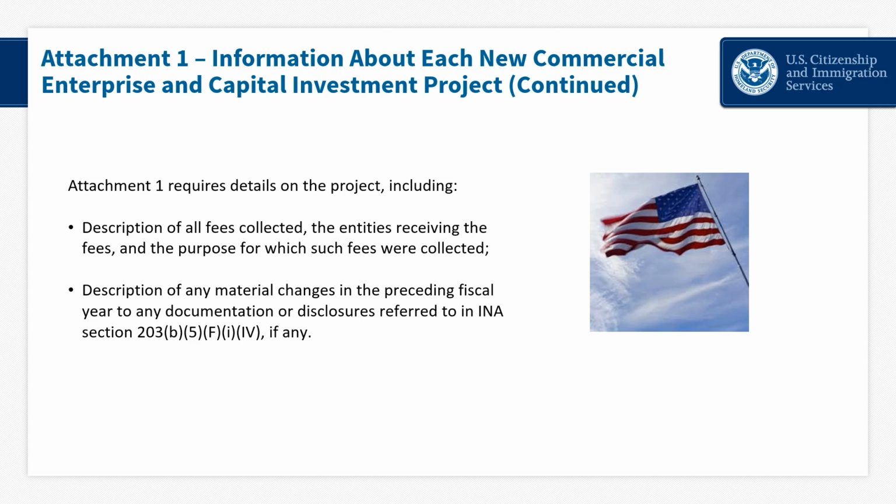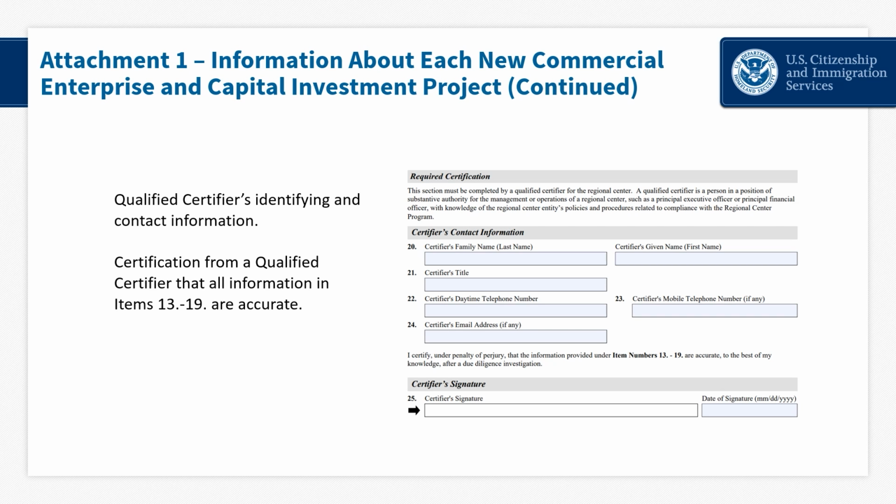Attachment 1 requires the regional center to disclose if there have been any material changes during the preceding fiscal year to this documentation. If material changes occurred, the regional center should provide the documentation and indicate the name and exhibit number of the document. Attachment 1 requires its own certification from a qualified certifier. The qualified certifier must certify that after a due diligence investigation, all information provided about the capital investment project in items 13 to 19 is accurate.